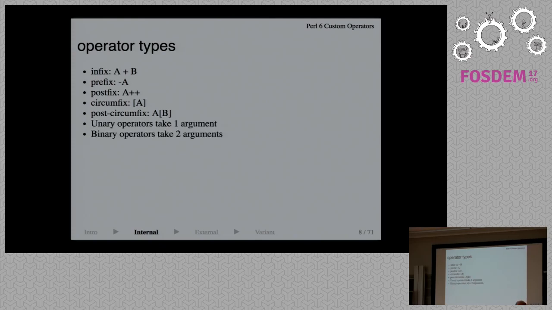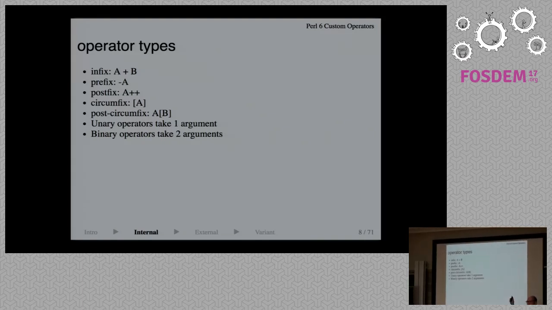And you can see that some of them take one argument, some of them take two arguments, right? So the prefix and the postfix each take only one argument. After all, they're really just functions. And circumfix takes one argument. Infix and postcircumfix take two arguments.